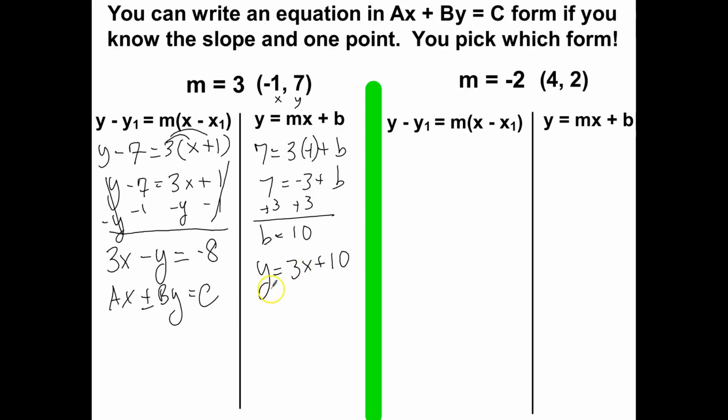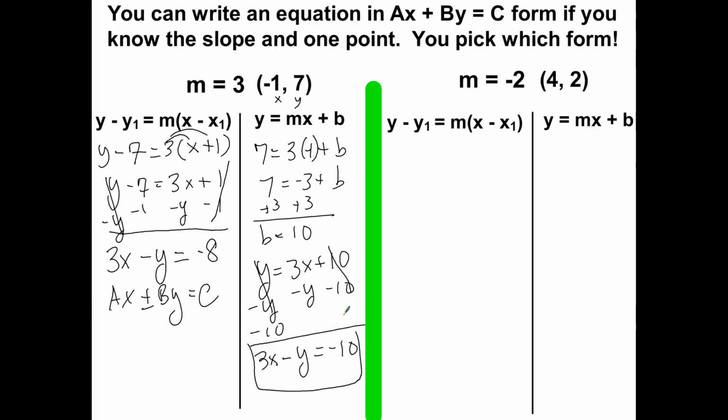Where do we want you? I want x over here, and I want c over there. So I will subtract y from both sides, and then I will subtract 10. It looks crazy, but we've got to know what we're doing. These y's are canceled. These 10's are canceled. Now we have 3x minus y is equal to negative 10.